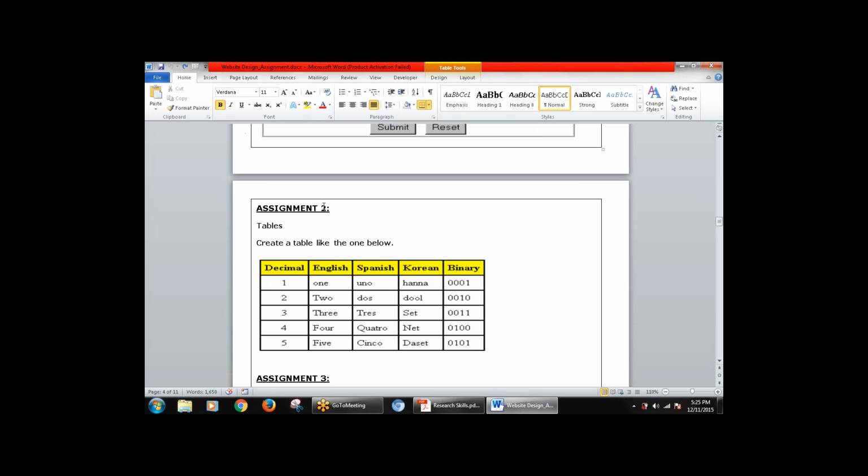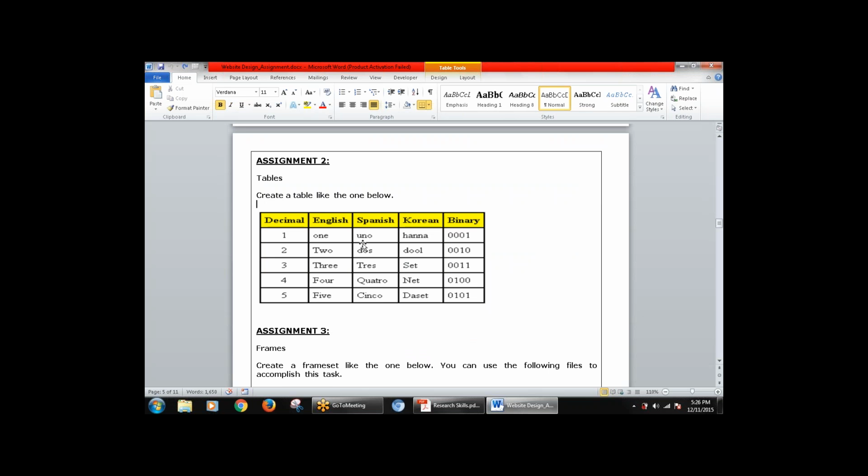Then assignment number 2 is a table. Create a table that looks like the one below. In this you have to use the table tag, TH for the table heading, and TR and TD. So you have to write TR open and TR close. You have to design this table.